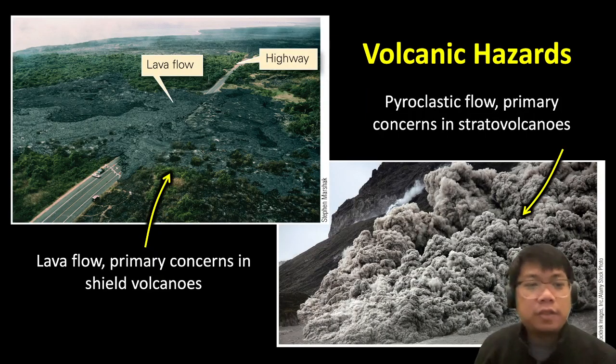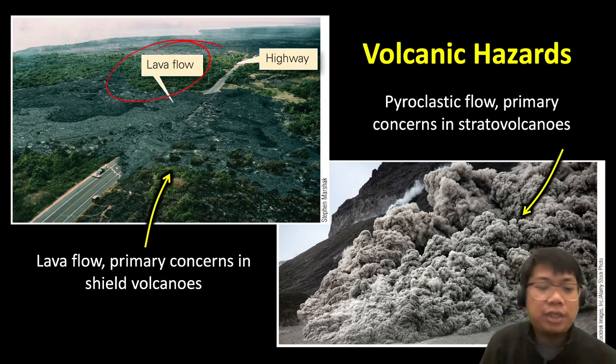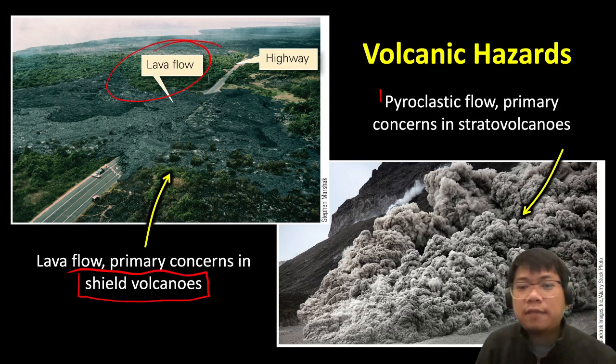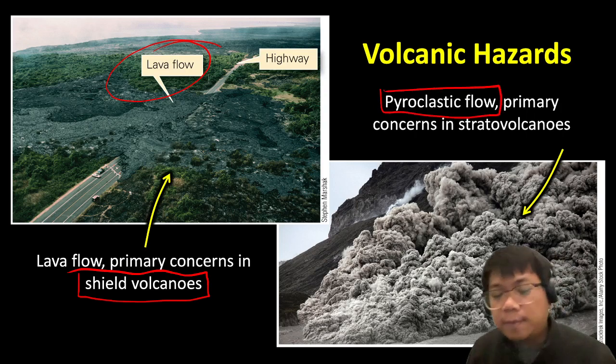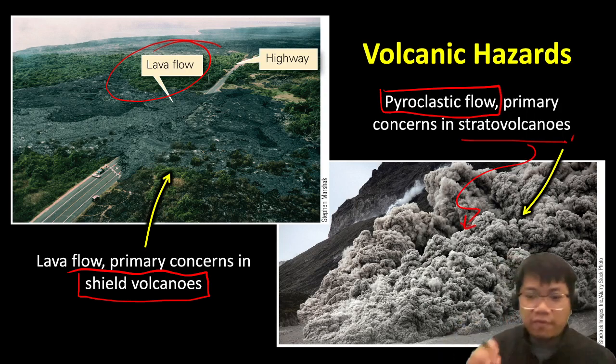All right, these are the pictures for lava flow and pyroclastic flow, the ones that you already saw before. But I just want to remind you again that lava flow is the primary concern in shield volcanoes. So think about Hawaiian volcanoes, okay? Whereas pyroclastic flow is the main concern in areas where we have stratovolcanoes, okay? Remember that pyroclastic flow can go very fast, and this is very hot material, and it can be very, very dangerous, especially for those people who live near the volcano.